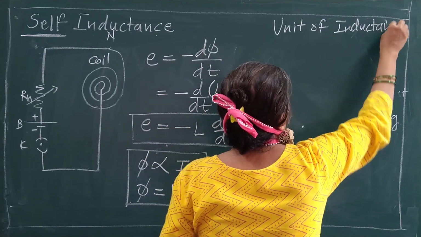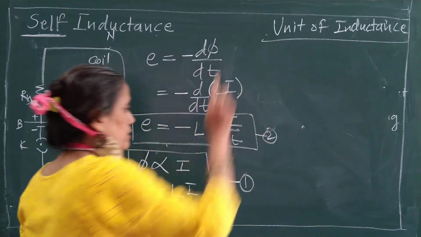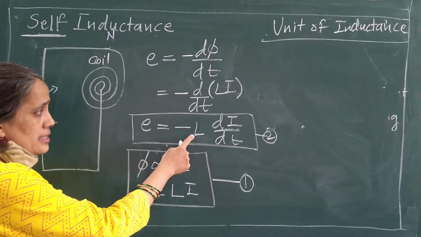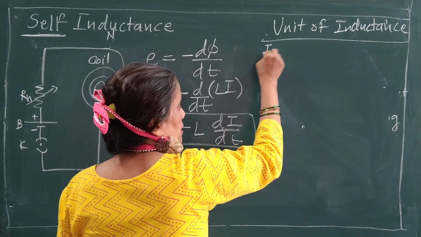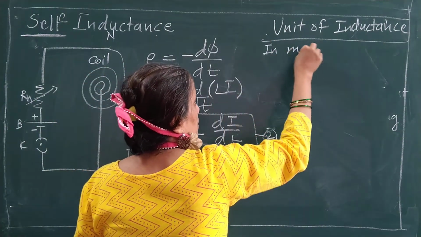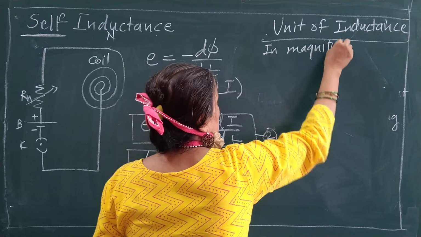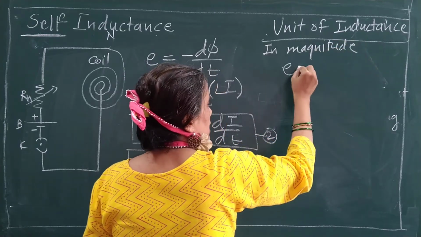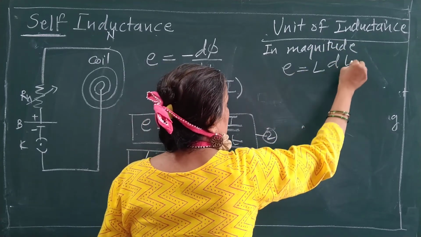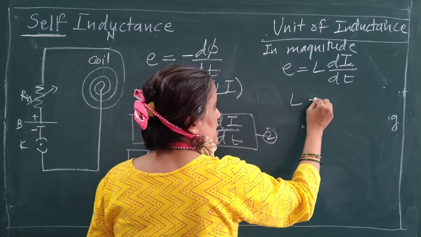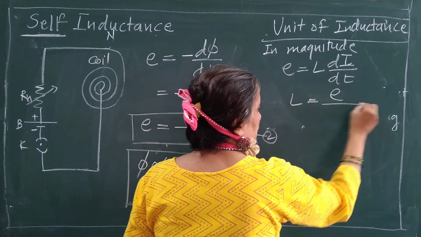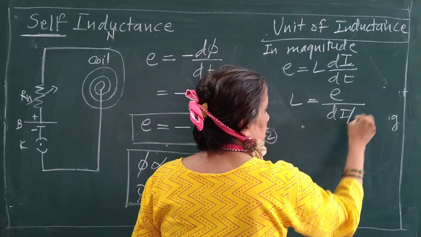How can I give the unit of inductance? Just consider self-inductance L. In magnitude, your EMF E is equal to nothing but L di by dt. Therefore, L is equal to nothing but E divided by di by dt.